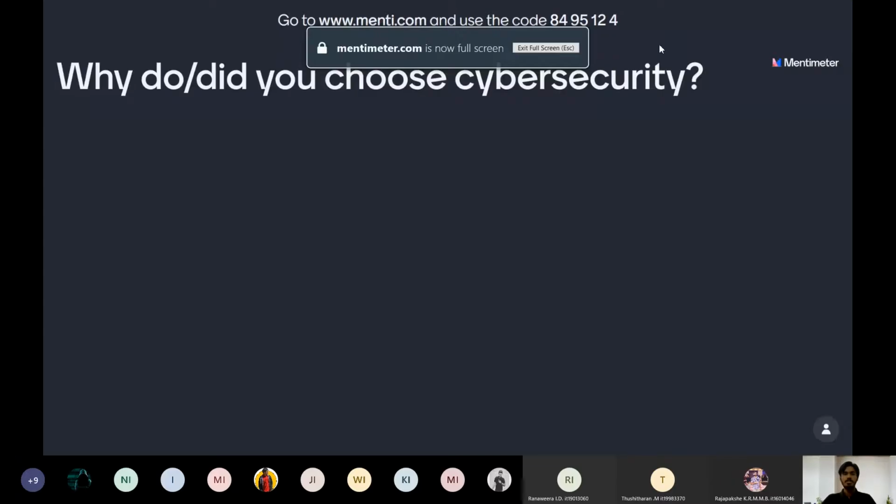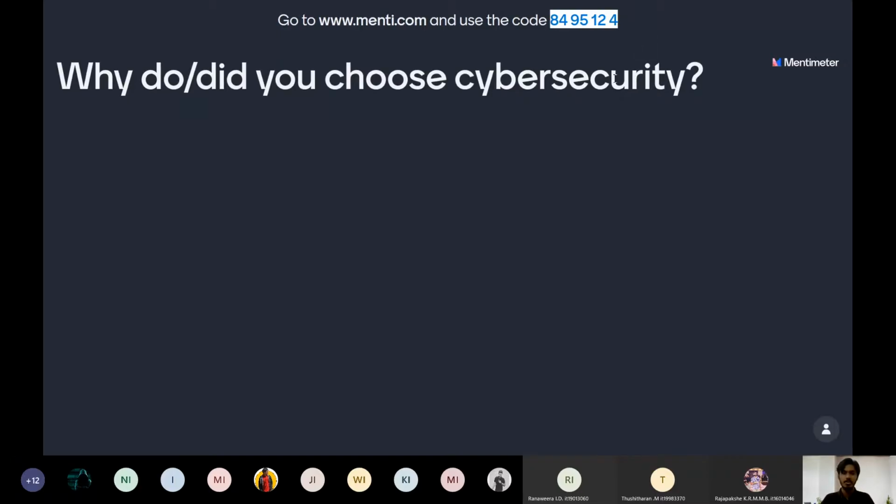If you go to this website, menti.com, and use this code, I just want you to answer this simple question. If you are already in the cybersecurity industry, or if you want to join the cybersecurity industry, just with one word, tell me why do you want to join. It would be good if you can interact with this session and talk. If you want, even you can talk to me and answer this. Just open your mobile browser or your Windows browser, go to this website, and type this code.